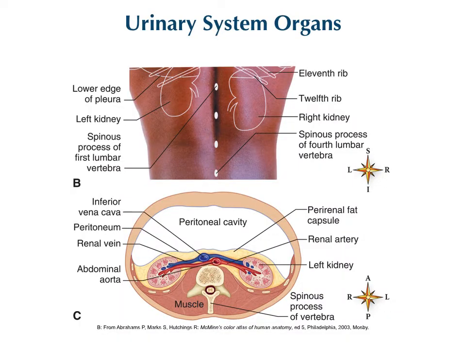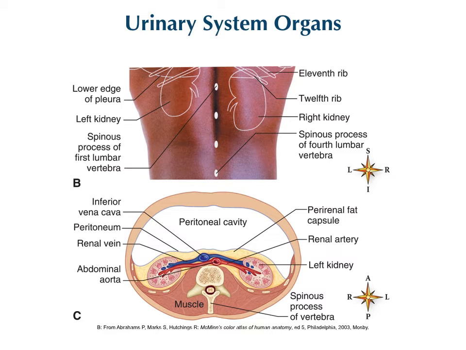The kidneys are about fist-sized, and they are our classic retroperitoneal organ, meaning that they are posterior to the parietal peritoneum against the posterior wall of the abdomen.